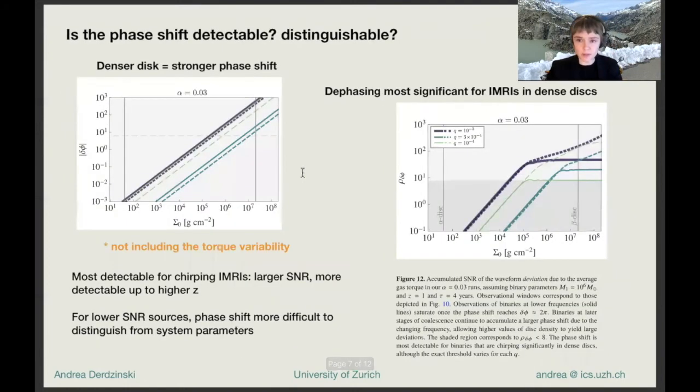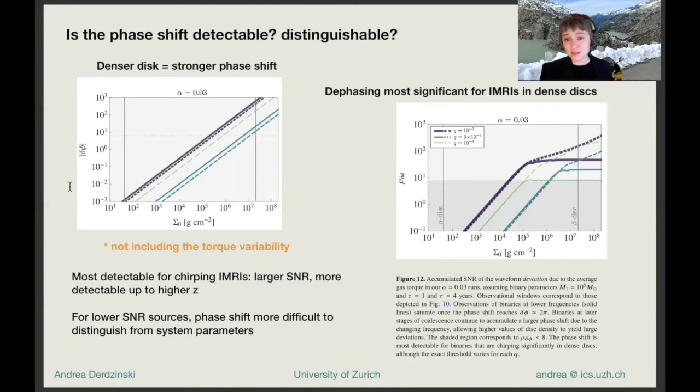So torques can be complicated, but in principle, this might be a good thing, because if we can measure the phase shift as a function of frequency or get details about this deviation, then we should be able to trace it back to disk properties, potentially. And now here I'm just showing you an estimate, assuming the average torque, neglecting variability.